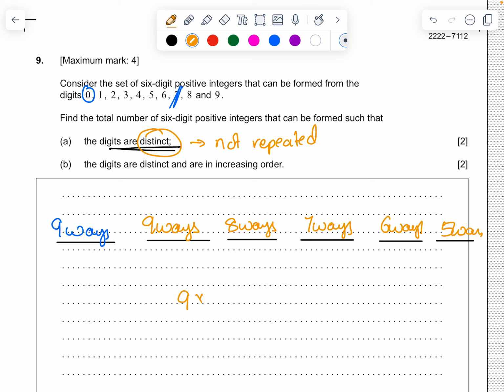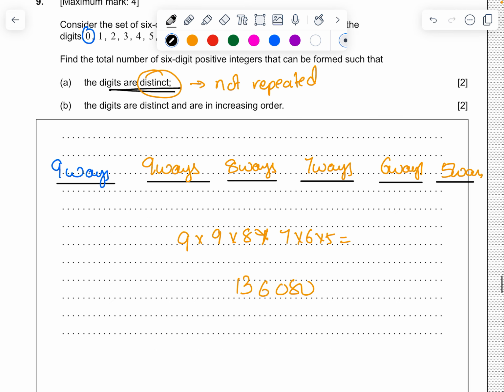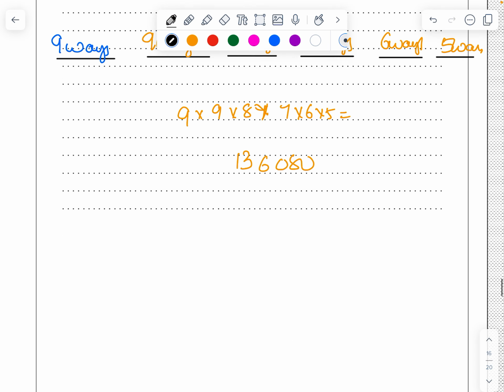So multiply 9 times 9 times 8 times 7 times 6 times 5, and when you multiply that, you should be getting the answer as 136080. Now for the next part, the digits are distinct and are in increasing order.